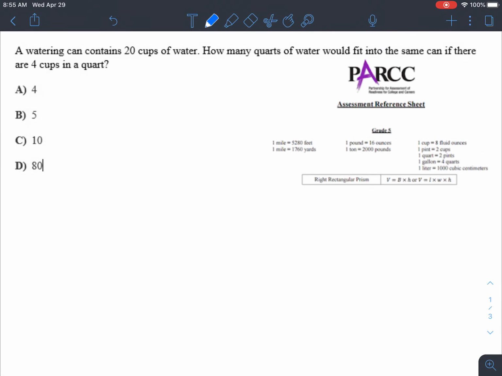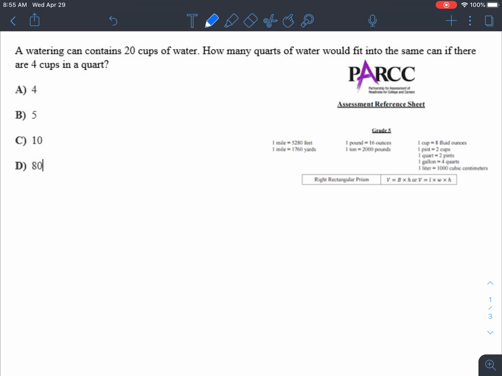Today we're going to take a quick look into conversions. Remember, this is just a review. We've learned this before. This is a word problem, so I'm going to read it one time just for context. A watering can contains 20 cups of water. How many quarts of water would fit into the same can if there are 4 cups in a quart?